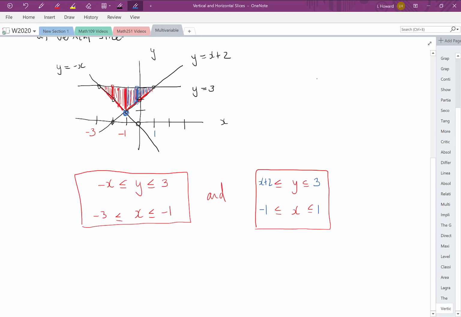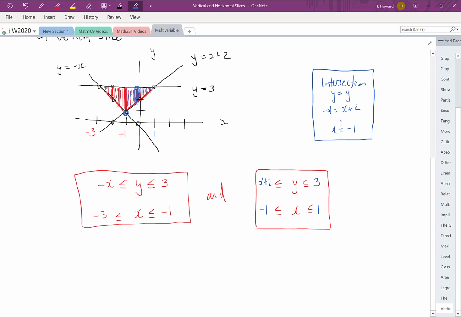Now, just as a little aside, if you hadn't drawn a clear picture and you weren't sure where those two lines intersected, if you wanted to get the intersection, you would just set y equal to y to find where those two lines meet. So you'd go -x equals x plus 2, and then you could do a little calculation there and figure out x equals -1 is that intersection. So if you needed more detail, that's how you'd find that x value there.